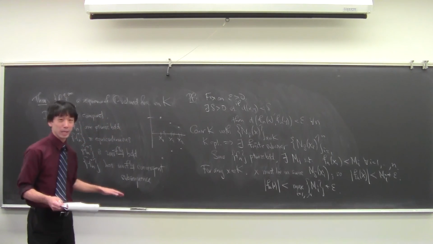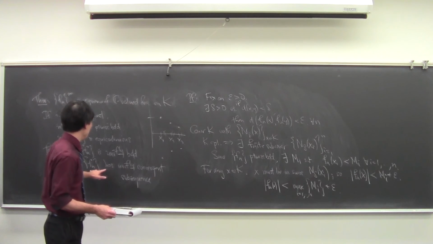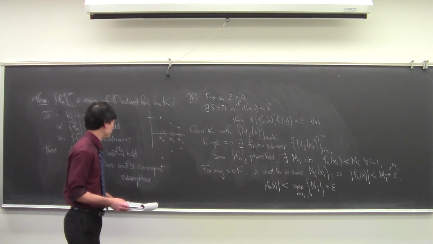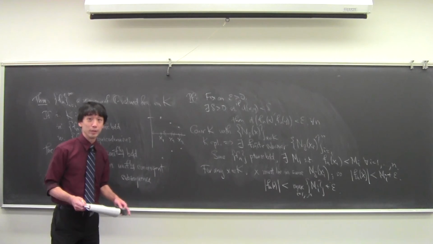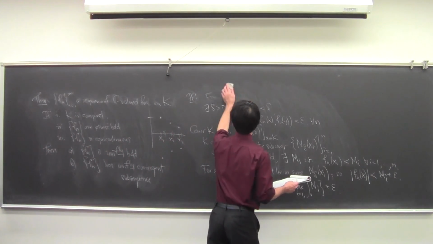Okay. So that's how you see that the f sub n are uniformly bounded, and now we'll see that the f sub n has to have a uniformly convergent subsequence. And the argument is kind of similar.